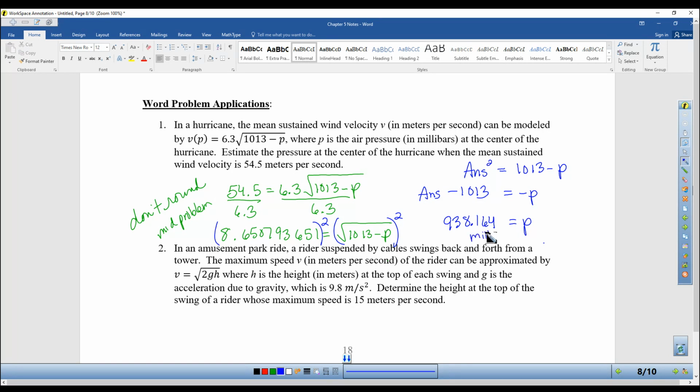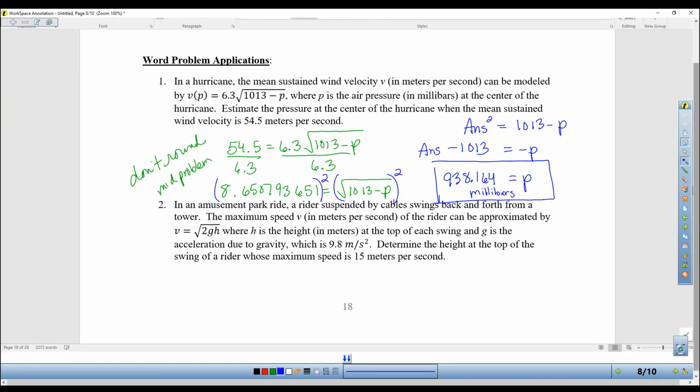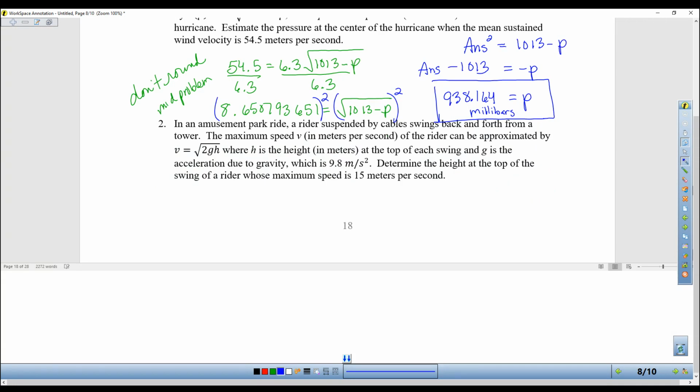Make sure you put your units in. It's millibars. If you round at an earlier stage, the chances of your answer being correct to the nearest thousandth are really slim. And that is what I will be looking for. And someday when you're in AP Calculus, that's what they'll be looking for too. You'll be doing a really hard problem, and if the last step you don't have it correct to the nearest thousandth, no credit.